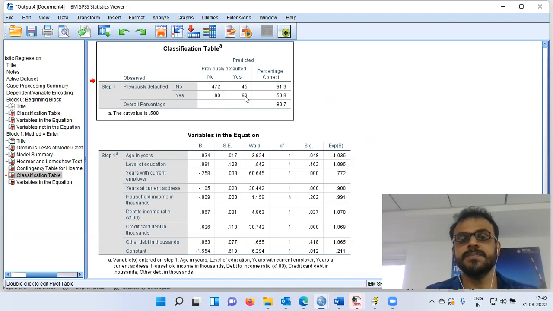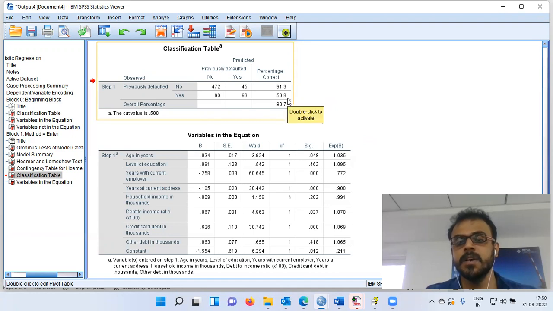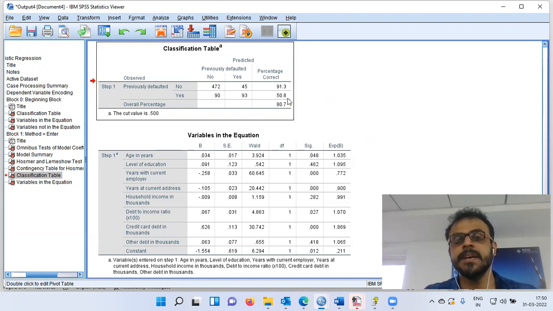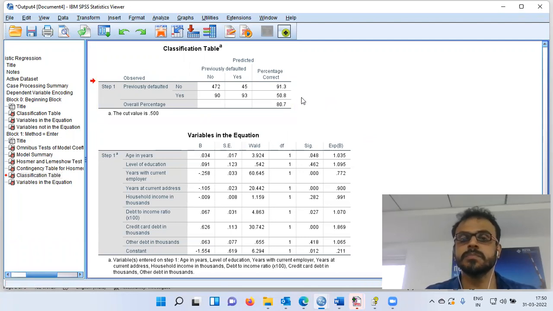So when you look at this number 50.8, which is a small number, it means that in predicting defaulters, my model is right only about 50% of the time, which is not a good sign, because ideally speaking, we expect the model to get at least 70% accuracy. So this is a small number, 50.8.